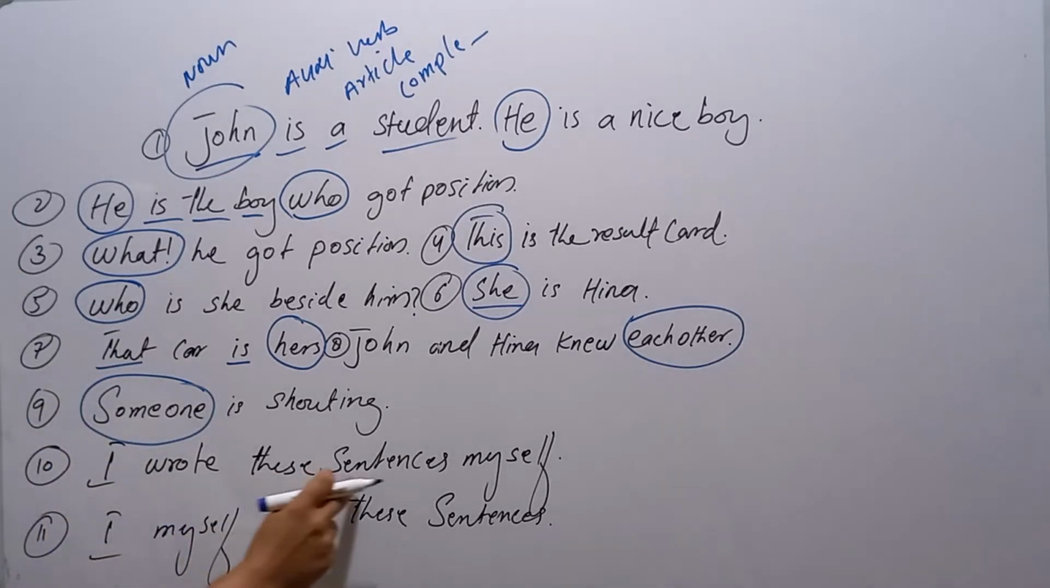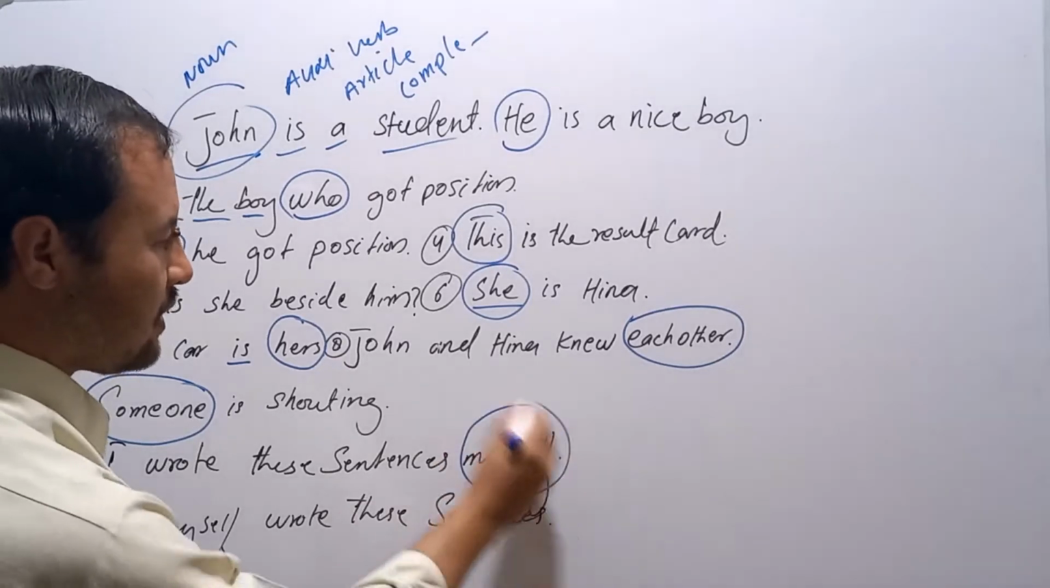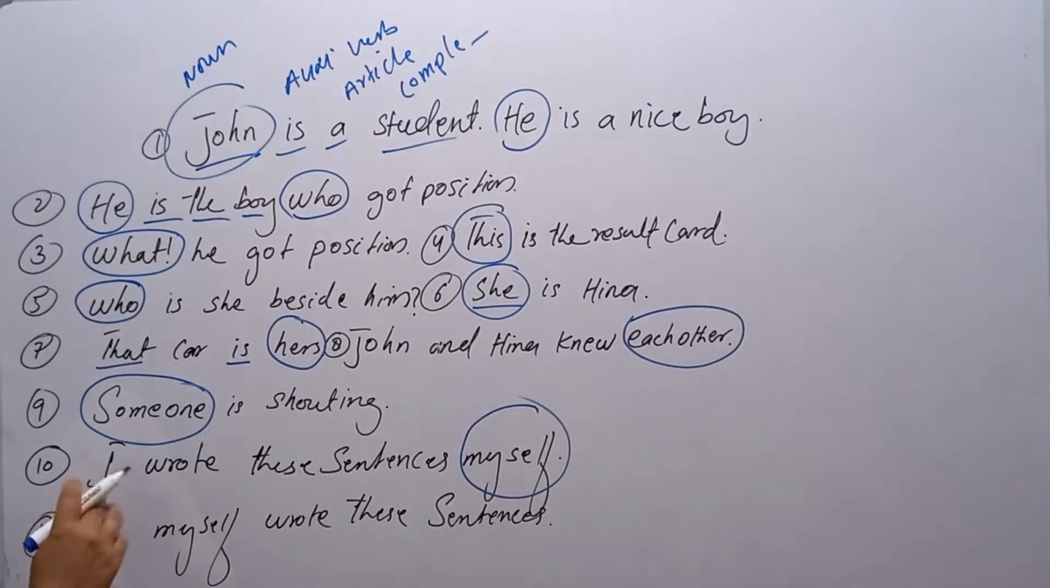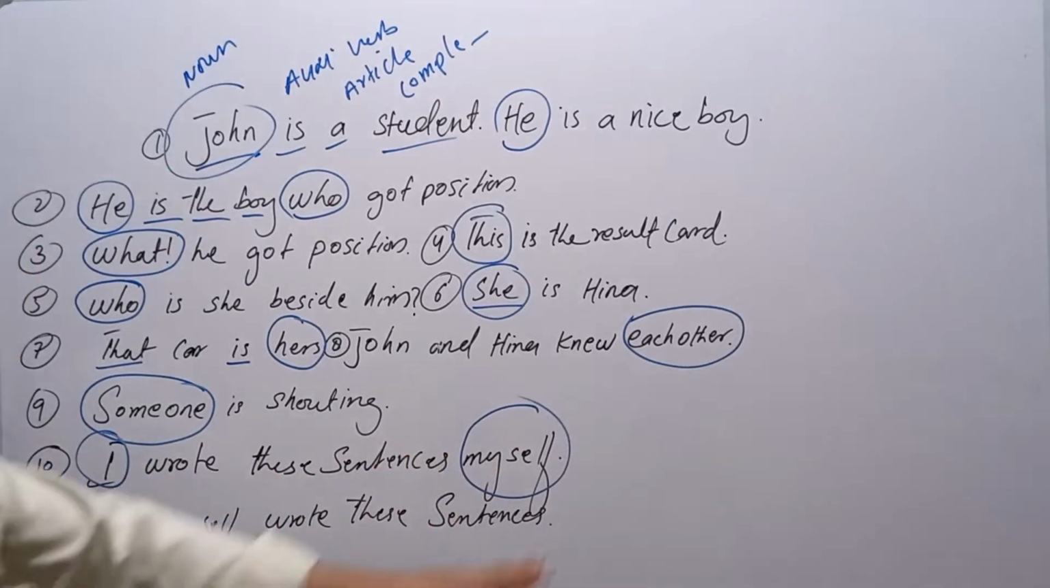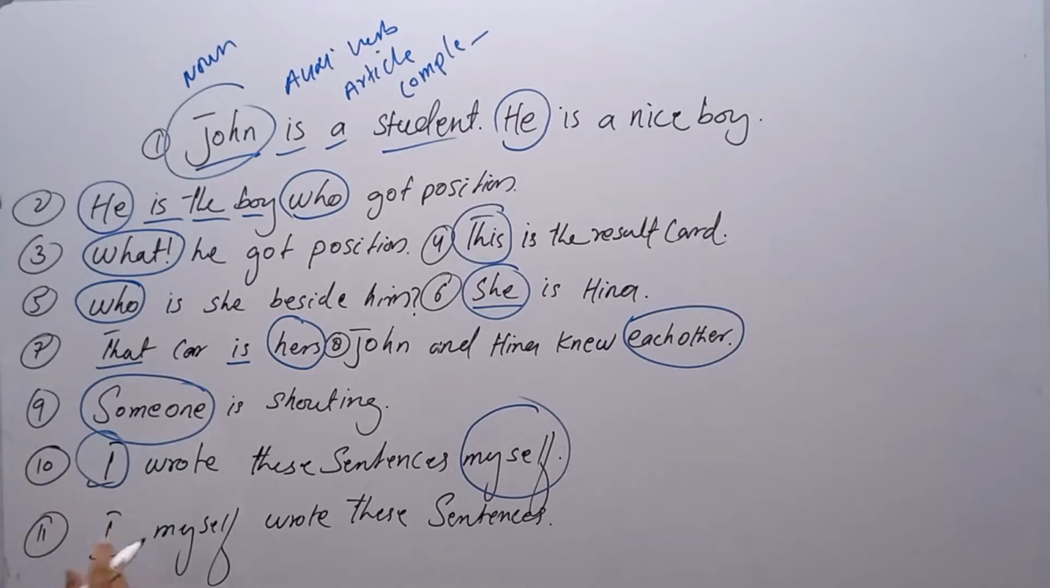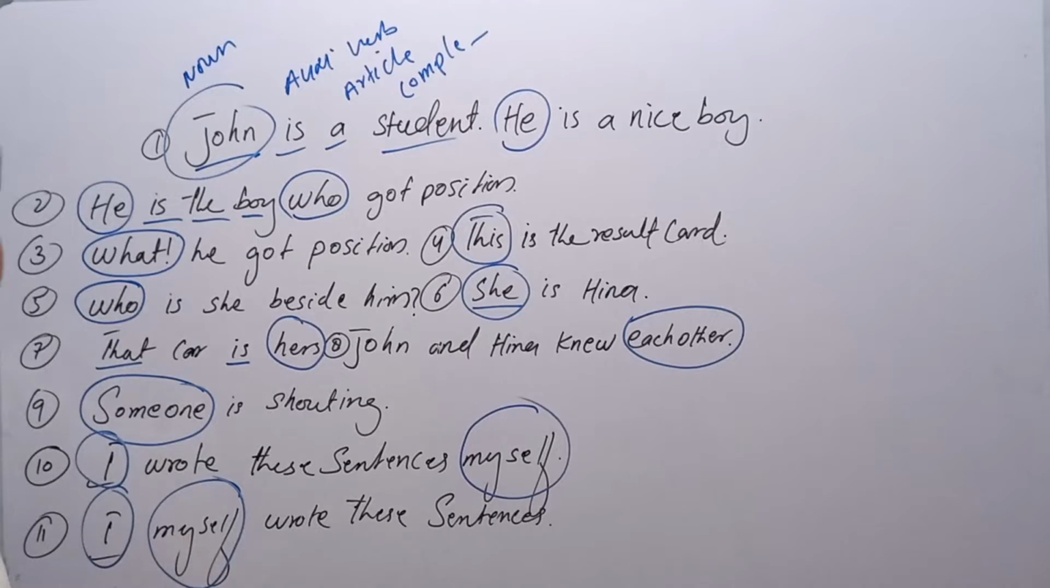I wrote this sentence as myself. What is myself here? Now, I, we know, I is a pronoun. Wrote is a verb. In these sentences, what is myself? That is a pronoun. I myself. Once again, I is a pronoun. Myself, the place we have changed. I myself wrote these sentences.